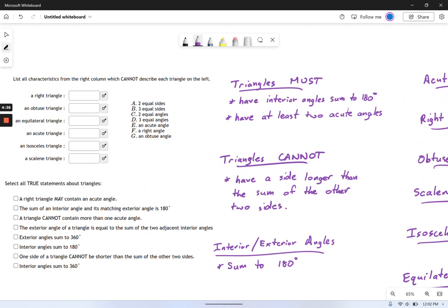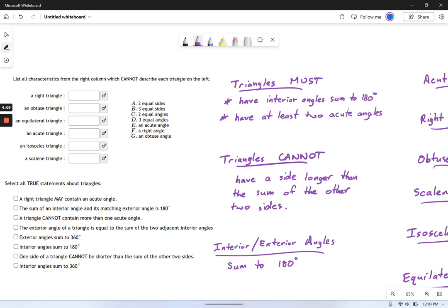They must have interior angles that sum to 180 degrees. Okay, that's a must. They have to. The next thing they have to have is two acute angles. They might have three, but they have to have at least two. That's because all the angles must add up to 180, and if you had two angles that were more than 90 degrees, you'd be over 180 degrees. So those are two requirements on triangles.